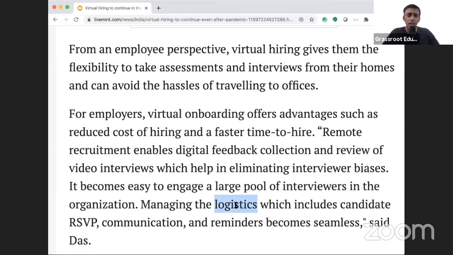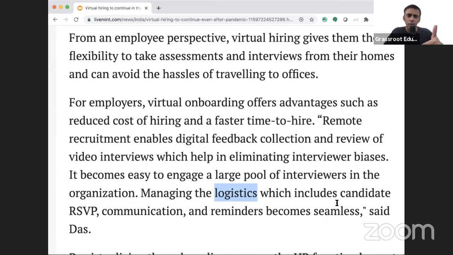This is the coordination that's going on, managing the coordination. So you have to ask this person to come in at a particular time. If an interview is going on, you have to ask this person to come into this room. That particular person might be busy somewhere. So all this coordination, that's called logistics. Good question, Himani.